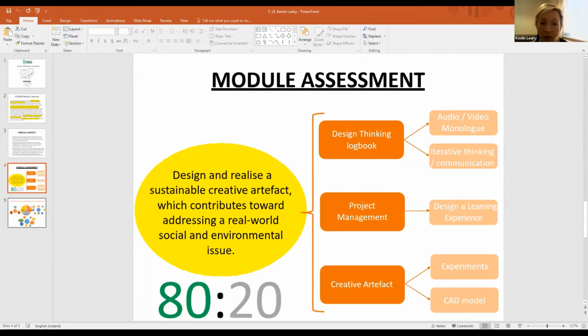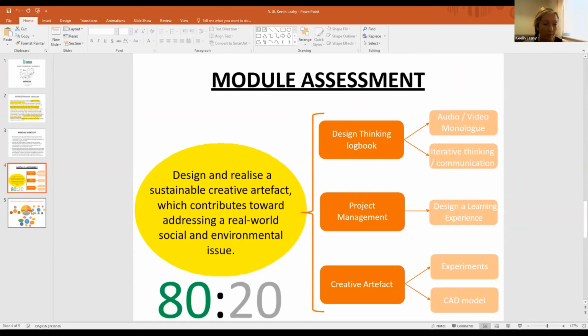Also, they have to design a learning experience as well as a design thinking logbook and an artifact, which is conceptual this semester. From this whole module, they also have to create a learning experience for teachers that are out in schools. So it's almost like a CPD framework: how would you upskill teachers in the classroom in terms of how they could integrate this particular project into senior cycle construction studies? So that's the other perspective.